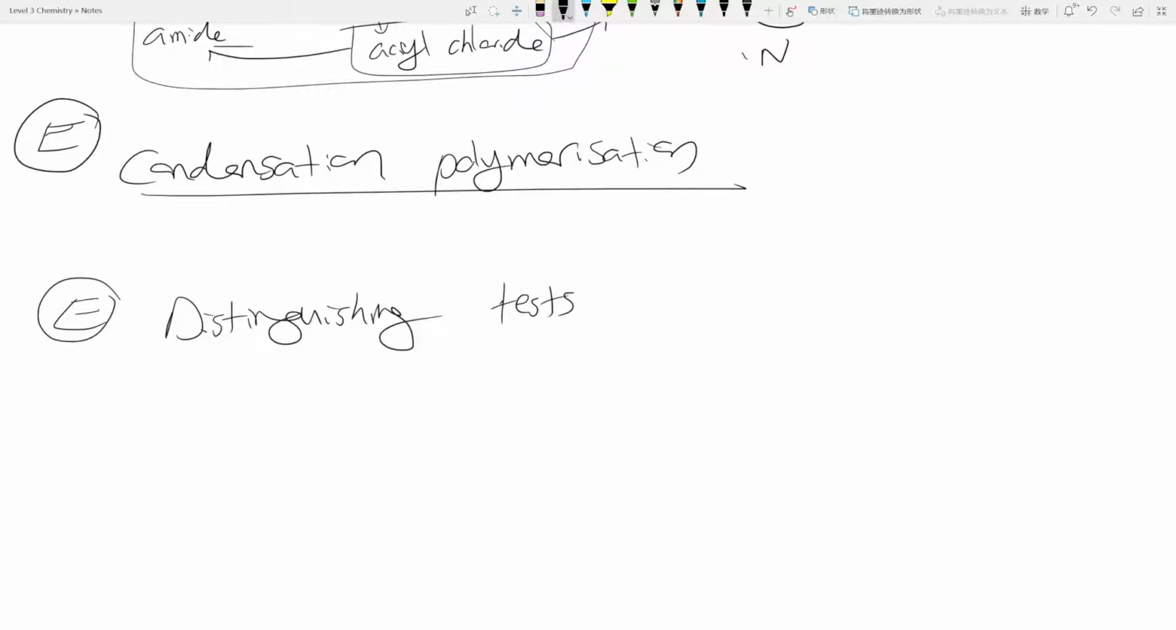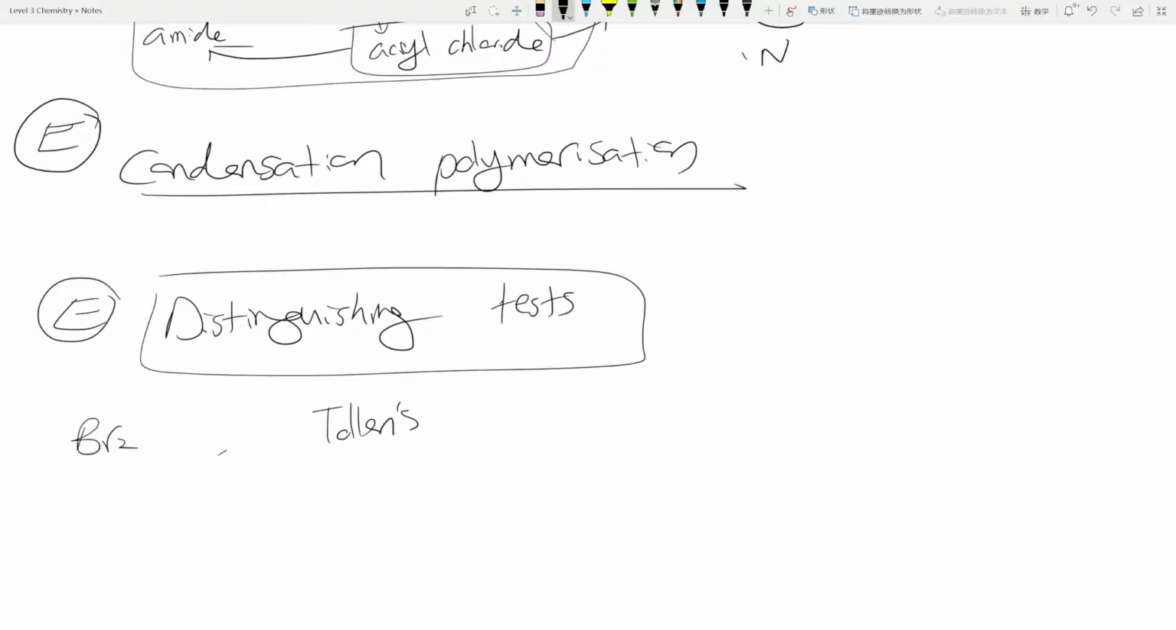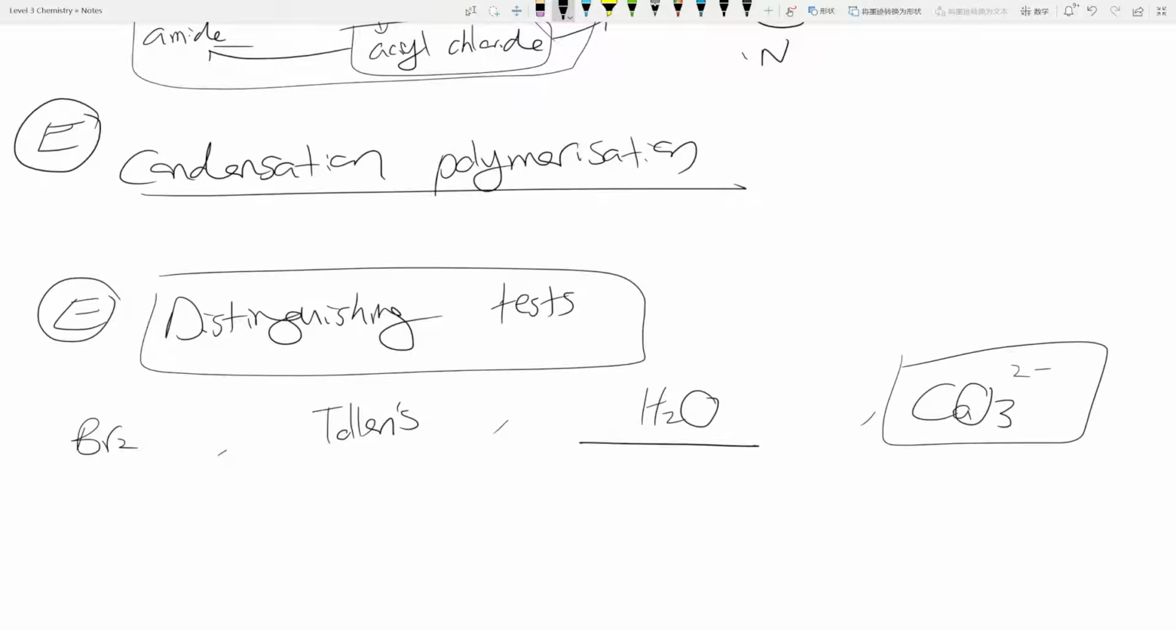So the distinguishing tests are something like: to distinguish the alkenes, use bromine water. To distinguish the aldehyde, use Tollens' reagent, or Benedict's solution, or Fehling's solution. To distinguish acyl chloride, you simply use water, and you can also use water depending on the solubility. How many layers would you see due to their solubility? You can also use carbonate, sodium carbonate, potassium carbonate, it doesn't matter which, to differentiate the carboxylic acid.